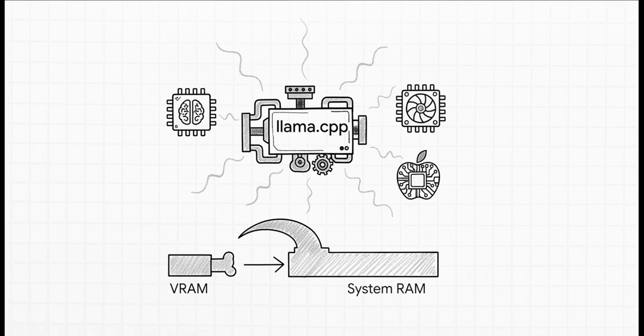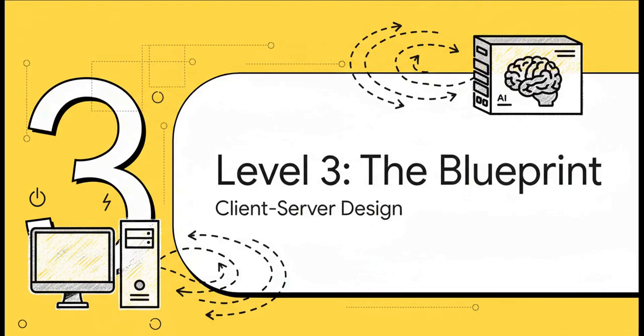And it has this killer feature. If you run out of graphics card memory, it doesn't just crash. It intelligently spills over and starts using your regular system RAM. That is huge. All right, on to level 3.